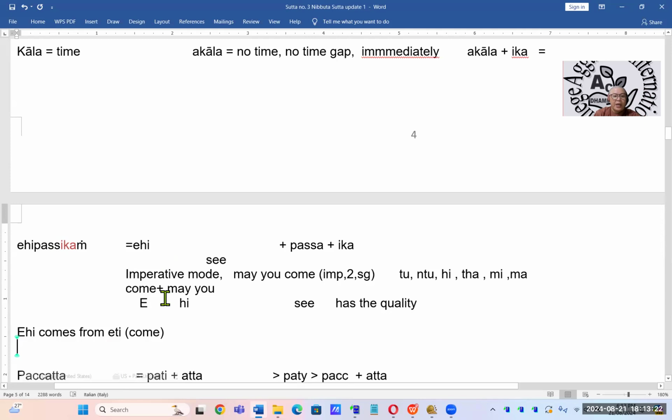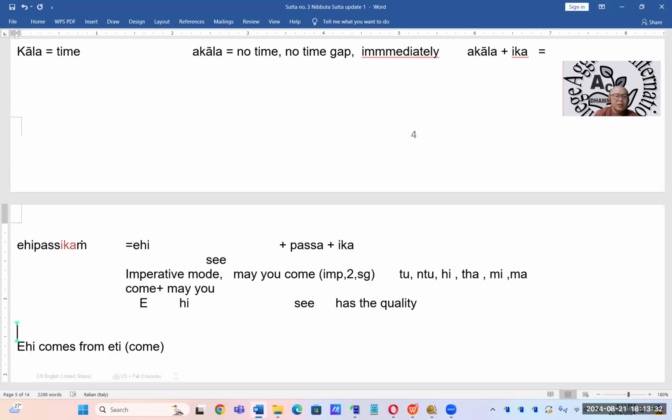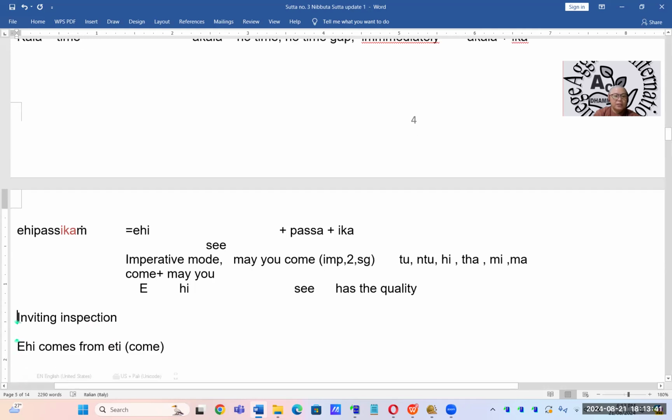So remember, ehi is come, he is may you, pasa is see. So ika has the quality. So ehi pasika means, that's why it translates as, inviting inspection. All right, inviting somebody to come to investigate.